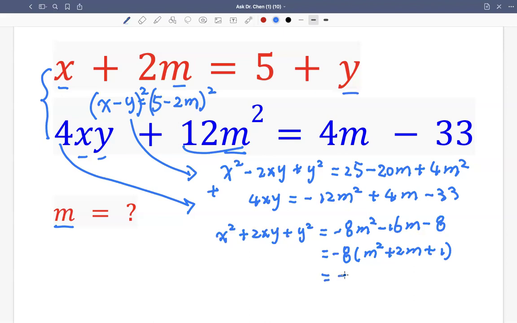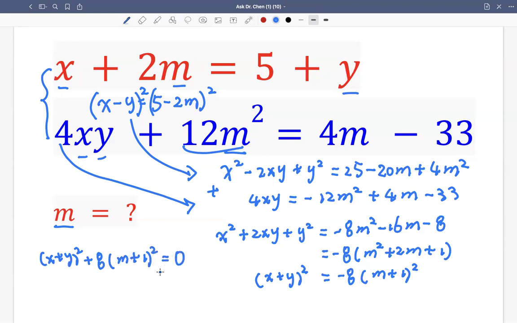Well, that's a perfect square. We can write it as m plus 1 squared. And the left-hand side also is a perfect square. It's x plus y squared. Well, let's write those two on the same side. So we get x plus y squared, move negative 8 times m plus 1 squared to the left-hand side, and it becomes positive: x plus y squared plus 8 times m plus 1 squared equals 0.